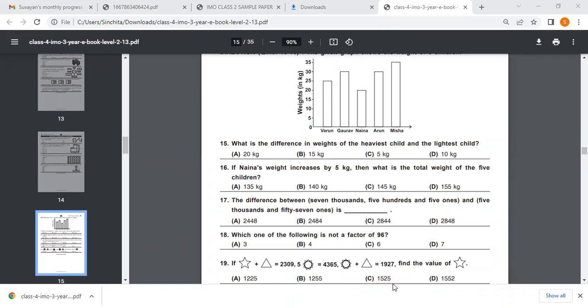The answer of number 18, can you check? Wait, I'm checking. Just a second. Shruti, first tell me, have you understood the sum? No, ma'am. Here you have to add all the weights that are available and then add 5 kgs. Do it, beta.